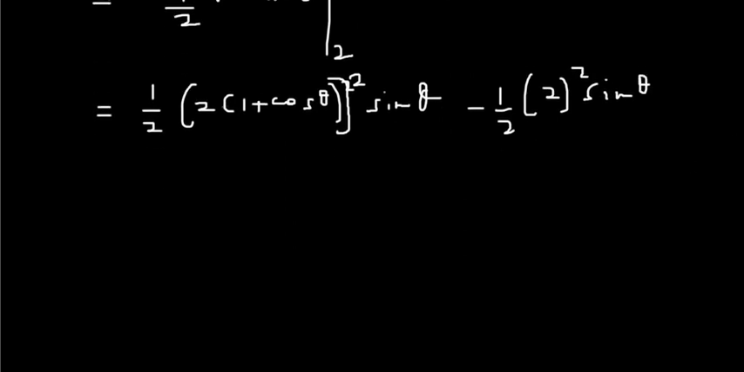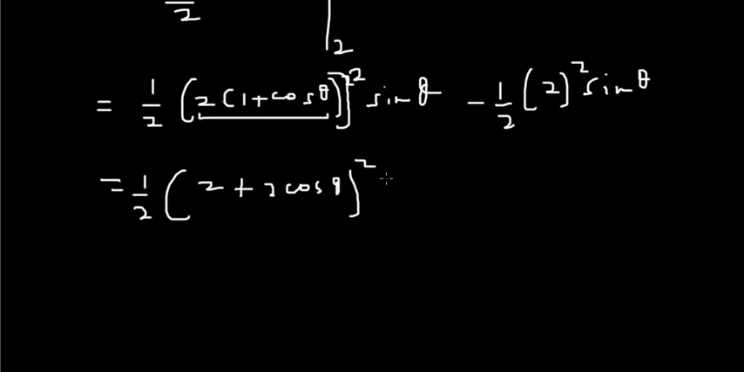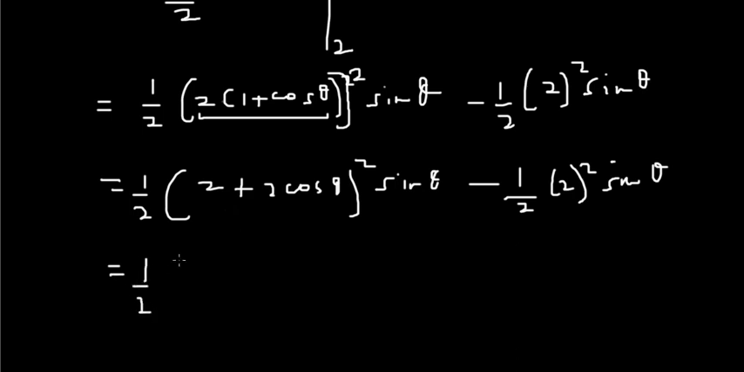Note that you can further expand this and make it simpler. So we have 1 over 2, and this will give us 2 plus 2 cos theta, squared, times sine theta, minus 1 over 2 times 2 squared, times sine theta. When you expand what's in the bracket, we have 2 squared, that's 4.